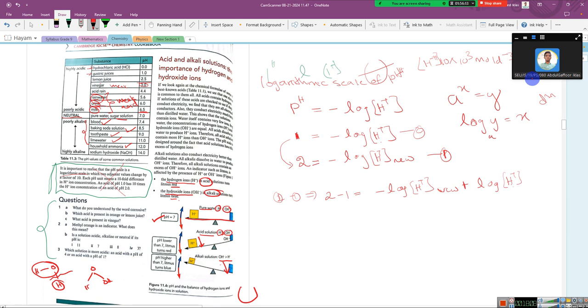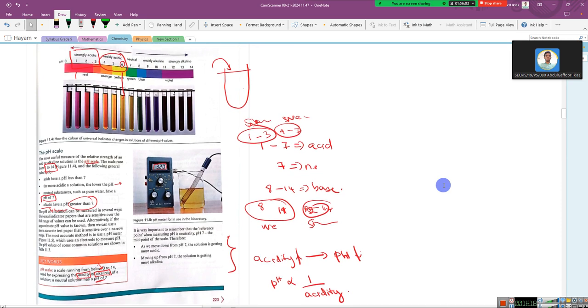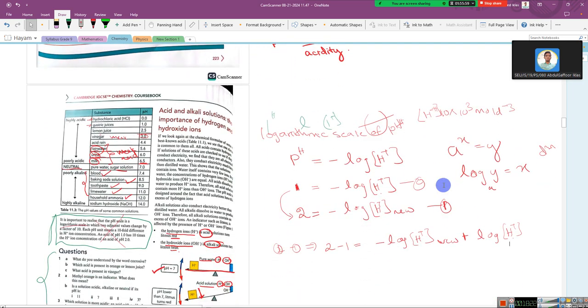Sir, can you go to the page which is above this? Yes, it's actually continuing with this part, the last point. Okay, now we will just see this.